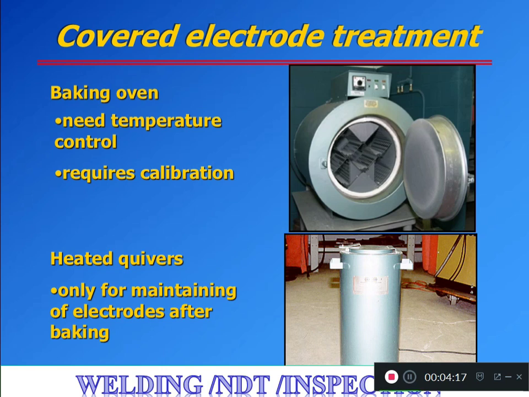The heated quiver is only for maintaining the electrode after baking. We have to maintain the electrode after removing it from the mother oven. There is an oven called the quiver, which is a portable oven. We have to maintain one temperature, 120 degrees centigrade, and it is always required when you are welding beside your workspace. So the heated quivers are very important.